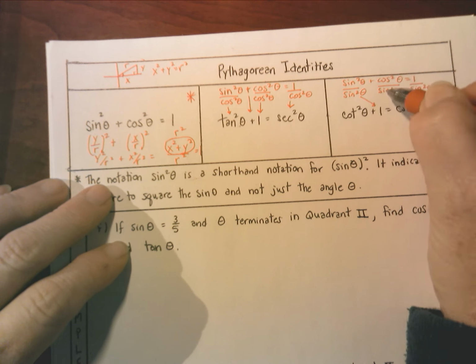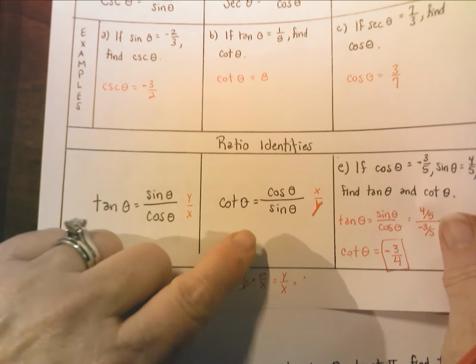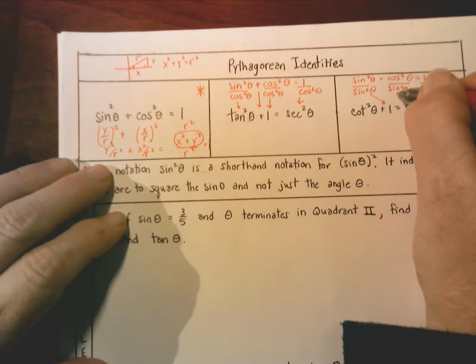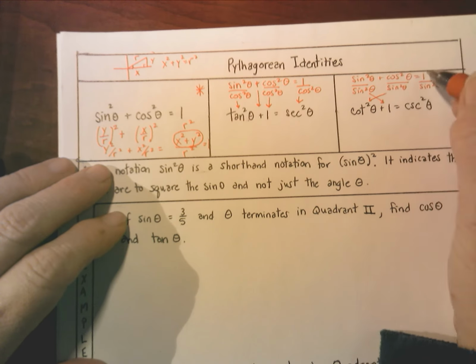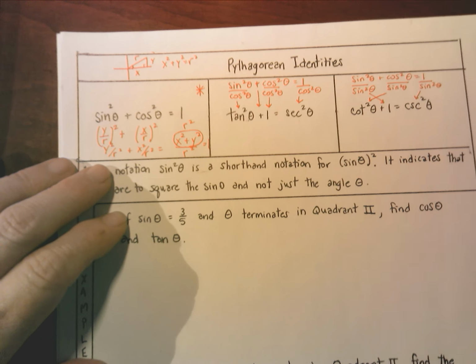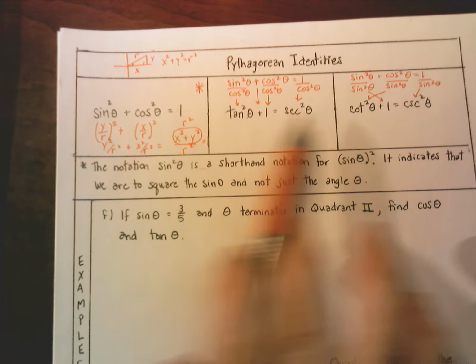Cosine over sine. So remember what cosine over sine is. Go back to the ratio identities. Cosine over sine is cotangent. So this would become cotangent squared, which is here. So it's kind of reverse the order. And then 1 over sine is cosecant. So this becomes 1 over sine squared becomes 1 over cosecant squared. So that's where this comes from. So these are all just different forms of this.